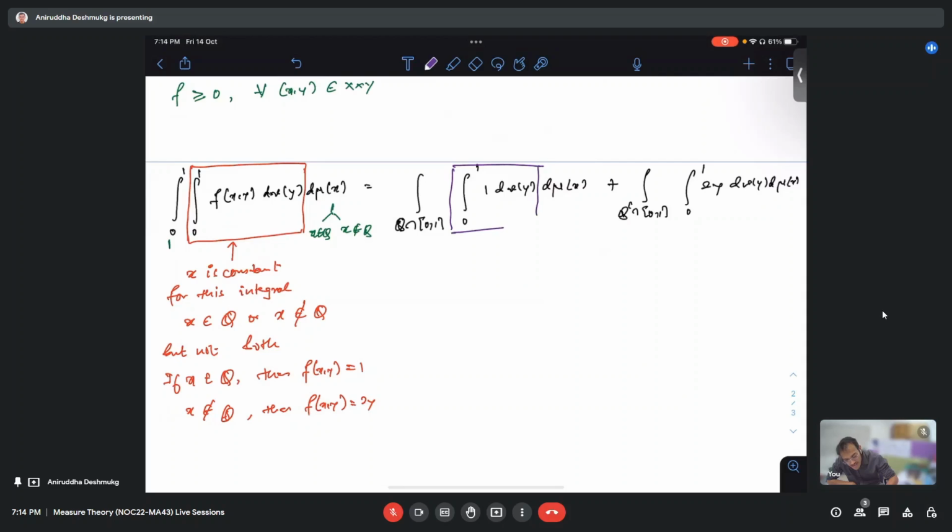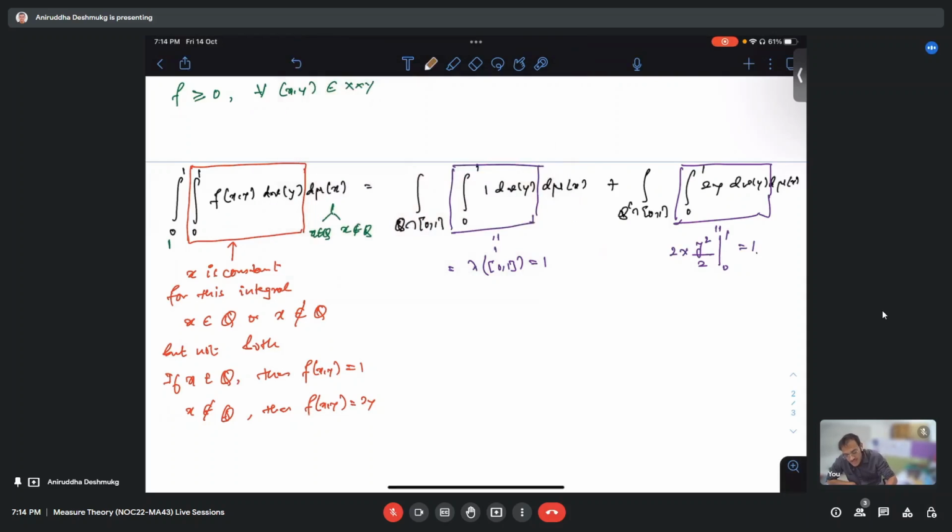So evaluate this. This is 1 because actually it is what? It is the measure of the interval 0, 1, which is 1. And in this case, it is a Riemann integrable function, so Lebesgue integration and Riemann integration are the same. So this is y square by 2 on 0, 1, which is 1. So in both cases, this is 1.